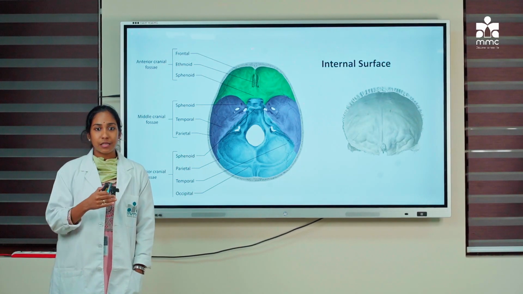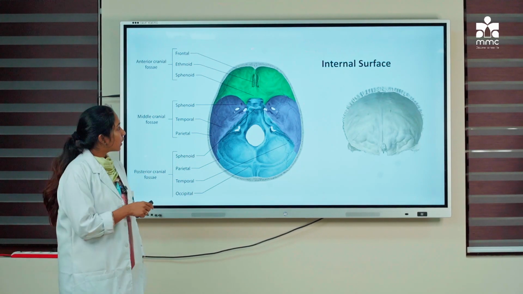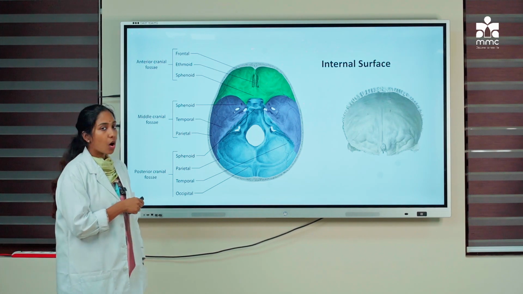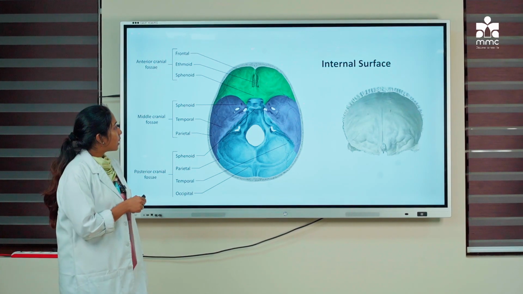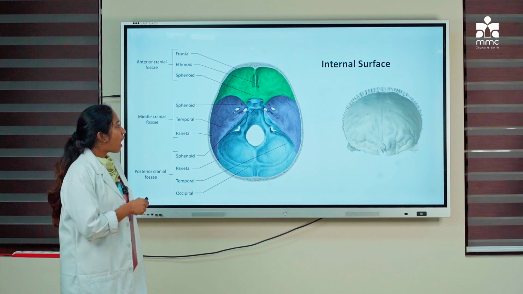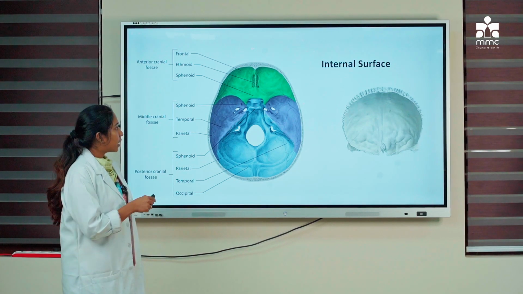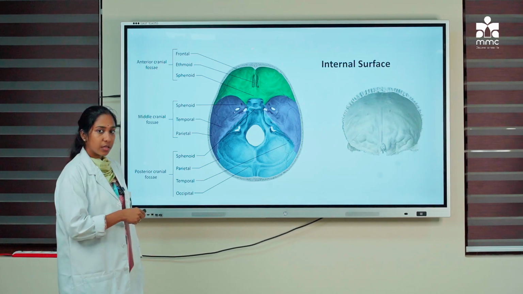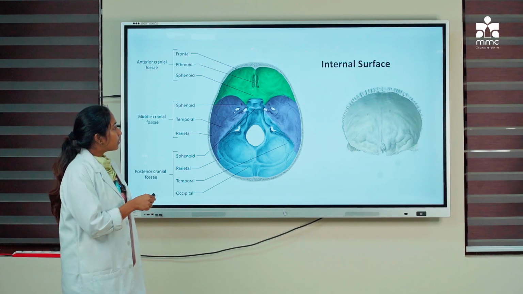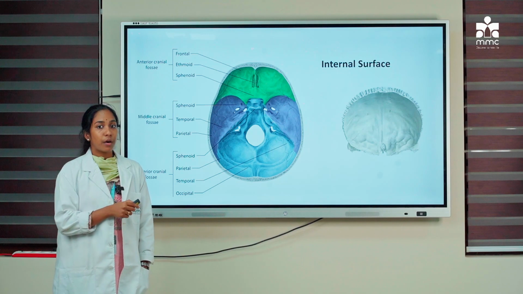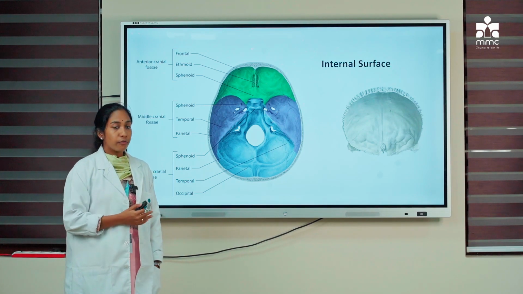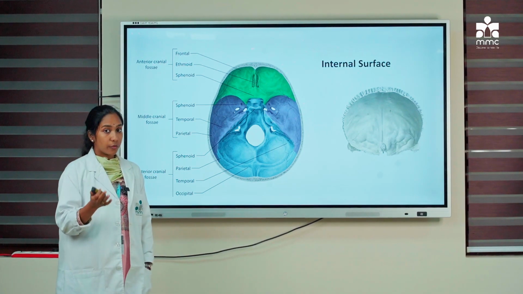Coming to the internal surface of the squamous part, it is deeply concave and forms part of the anterior cranial fossa. The cranial fossa is divided into anterior, middle and posterior. The anterior cranial fossa is formed by the squamous part of the frontal bone and the ethmoid bone.